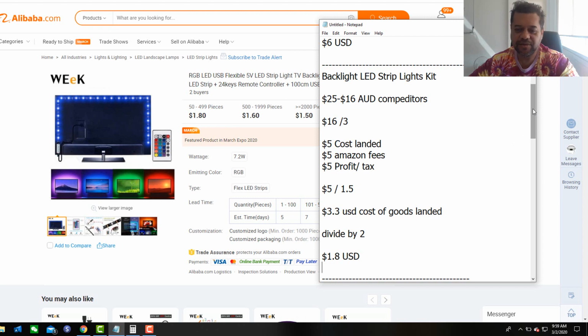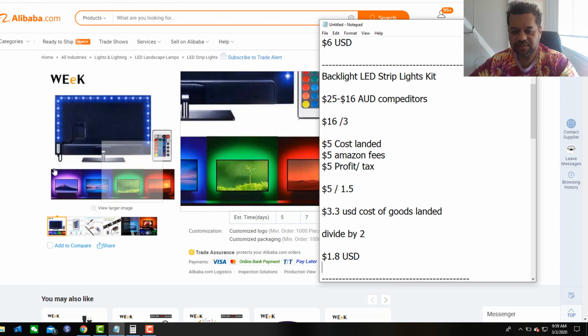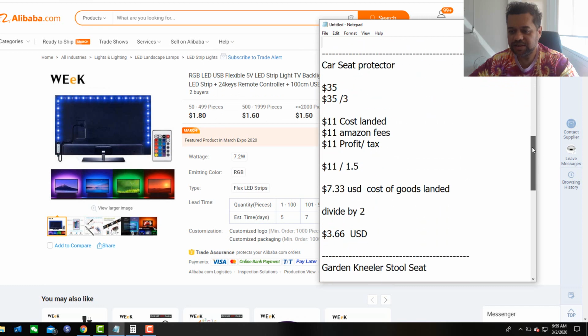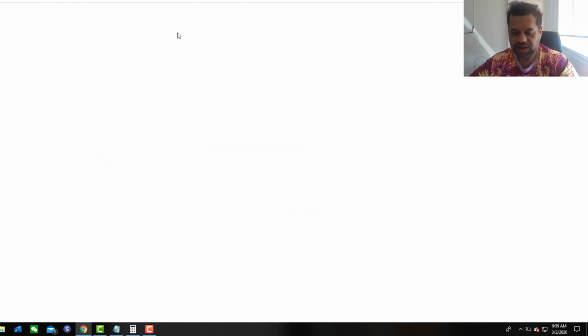But always factor in your cheapest competitor, okay? Again, you will differentiate and make this different, okay? So then that's the backlight strip kit. The next one is the car seat protector.